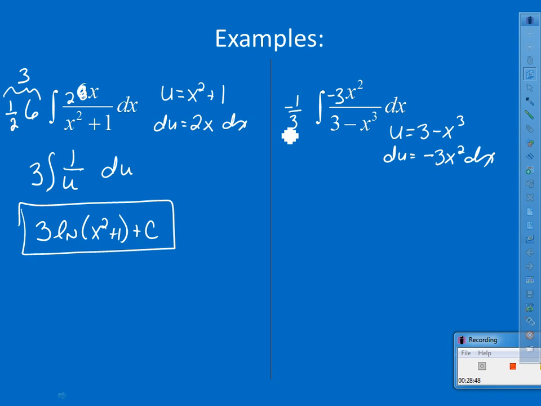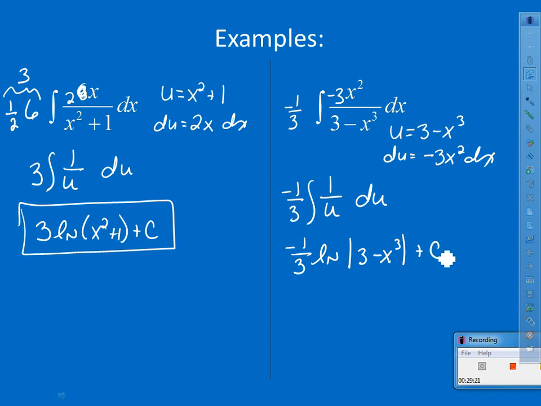Remember, we do all of that to make our ending answer come out to where I could check it. So this now becomes negative 1/3 times the antiderivative of negative 3x squared dx, which is my du. This part becomes 1 over u. u is to the first power, that's my green light, it's a natural log. Here's my answer: negative 1/3 times the natural log of 3 minus x cubed, absolute valued, plus c.